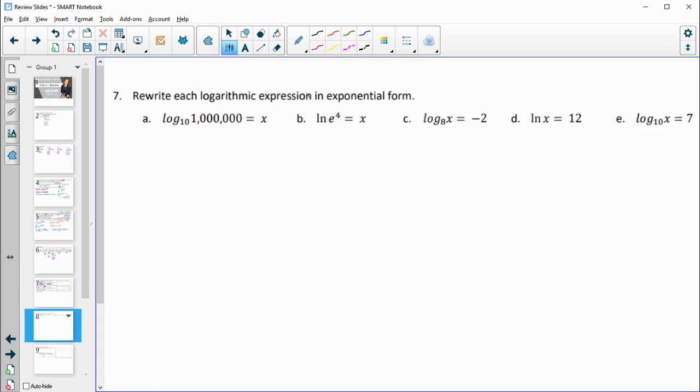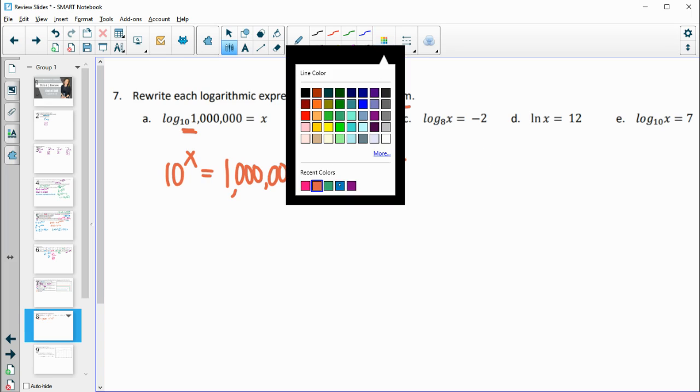Number 7, rewrite the logarithmic expression in exponential form. So we're going to take the base of the logarithm, 10, to what power gives us 1 million. So 10 to what power gives us 1 million. Here, remember that this base is e. So this is going to be e to the x equals e to the 4th because that 4 was plugged in there. So e to the x equals e to the 4th.